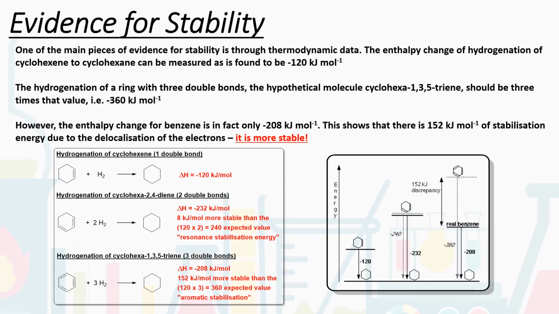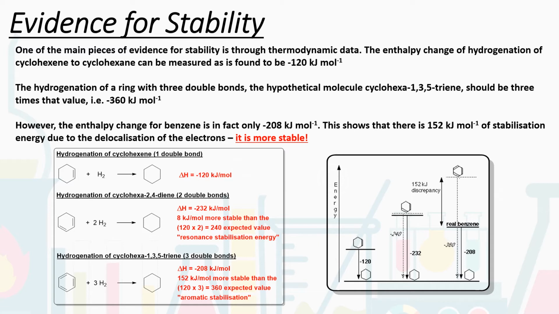So we've said that aromatic compounds are very, very stable, and we can look at a couple of pieces of evidence for their stability. We've already said that they don't undergo the addition reactions that we've seen with alkenes, despite being unsaturated. But one of the main pieces of evidence is thermodynamic data, through measuring the enthalpy change of hydrogenation. So we can take cyclohexene, with just one double bond, and measure the enthalpy of hydrogenation, to add hydrogen across that double bond and completely saturate the molecule. And it turns out that the enthalpy change for this is negative 120 kilojoules per mole.